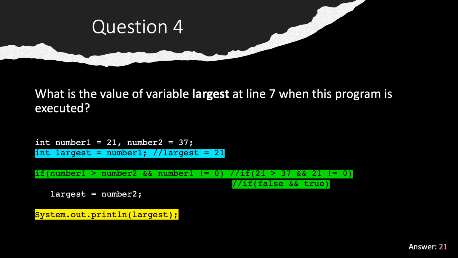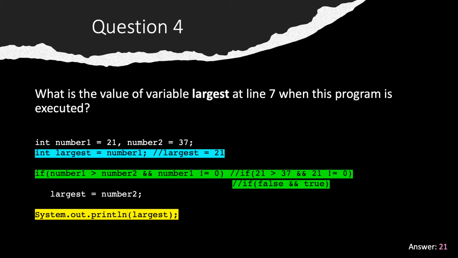Then we have the if statement: if number1 is larger than number2 and number1 is not equal to 0. This is basically if 21 is larger than 37, which will give us false, and 21 not equal to 0, which is true. So, false and true will become false. It will not execute the statement within the if.